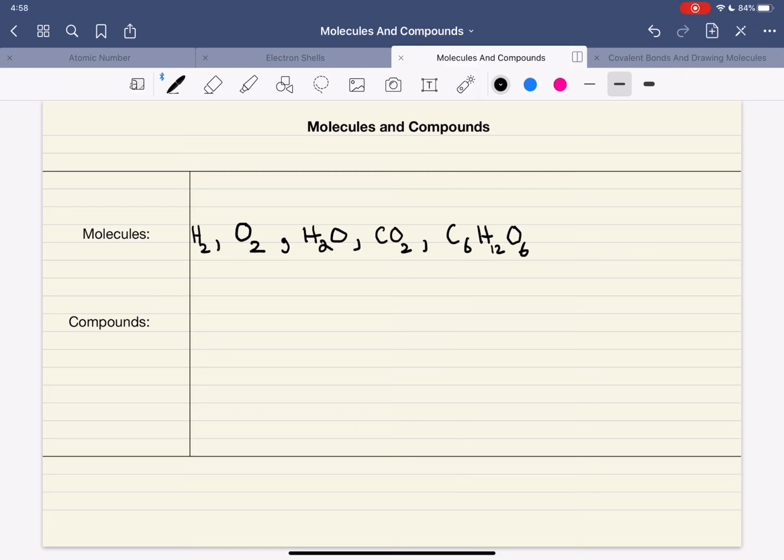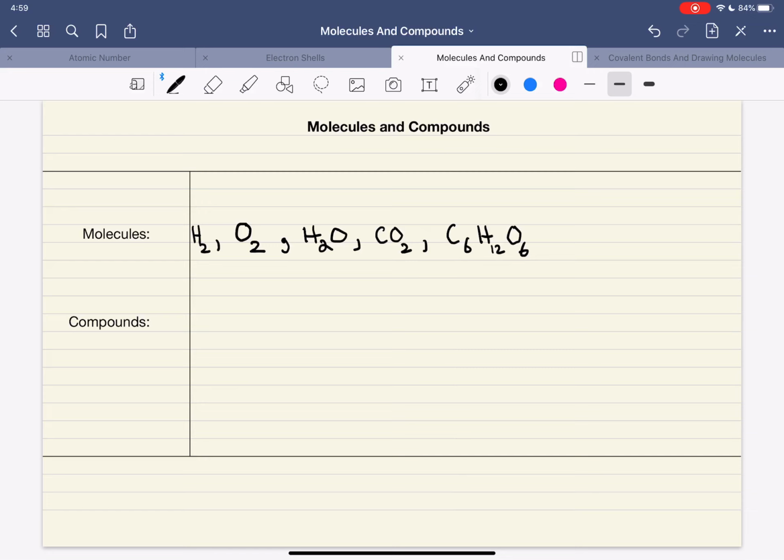Now remember, a compound's a little bit different. It's specifically two or more, keyword different, atoms held together in a fixed ratio. So there are two molecules on our list here that are not compounds. Okay, and that's oxygen gas and hydrogen gas, the first two. They're not compounds because it's not two or more different atoms. But the others fit both definitions.